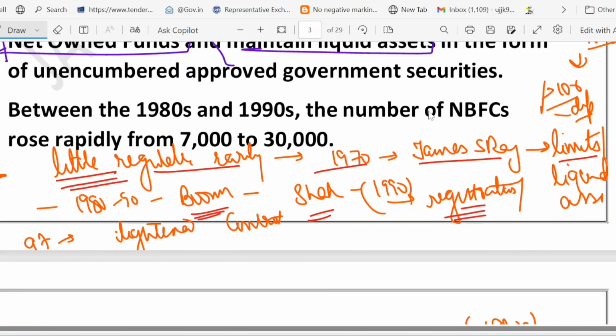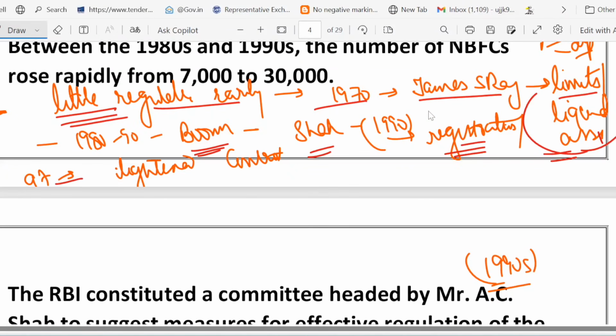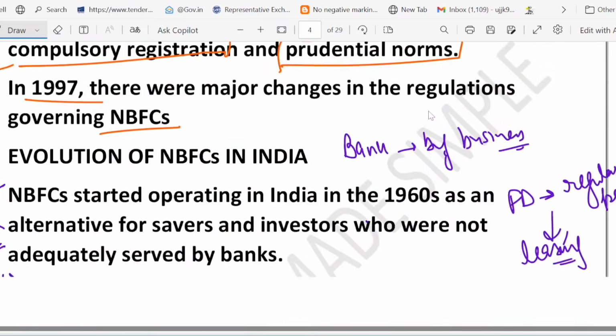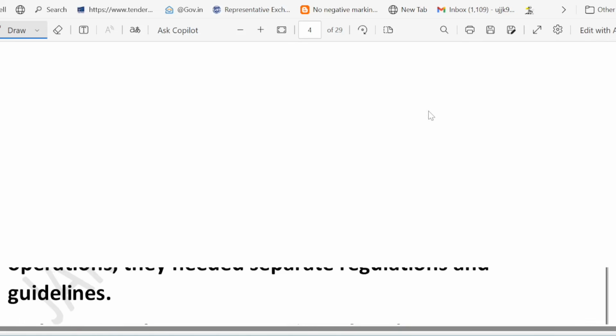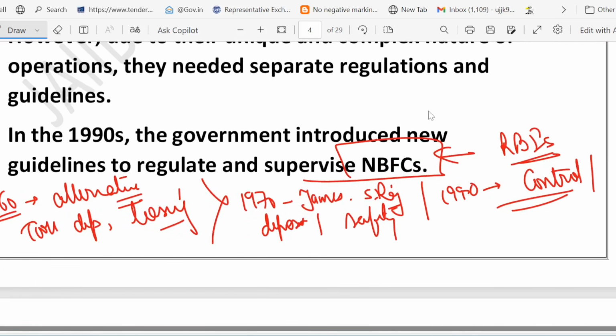Which make registration mandatory, and for deposit taking NBFCs they have to maintain some liquid asset. And in 1997, the RBI Act comes into picture, which tightened the control. Right, this thing we have discussed. Then after, what we discussed is that in 1960, there were some alternatives, right? Licensing was only offered.